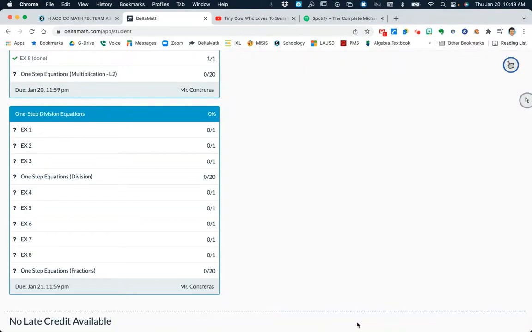Okay, so today we're going to do one-step division equations. By now you've kind of figured out we're always doing the inverse, the opposite. So if it's addition, we're going to subtract. If it's subtraction, we're going to add. If it was multiplication, we're going to divide. So here it's going to be a division equation, so we're going to multiply.